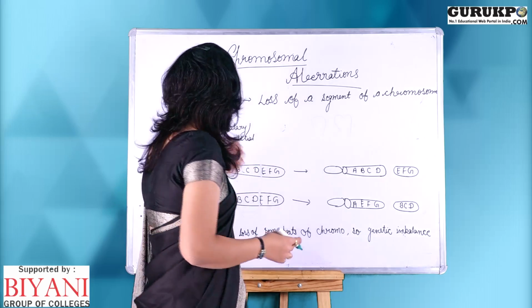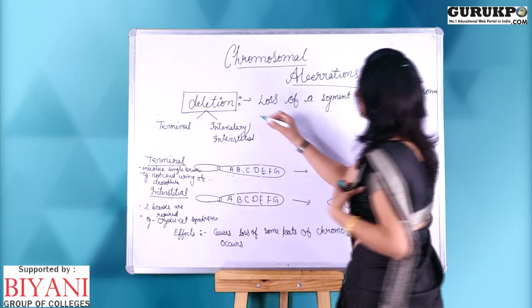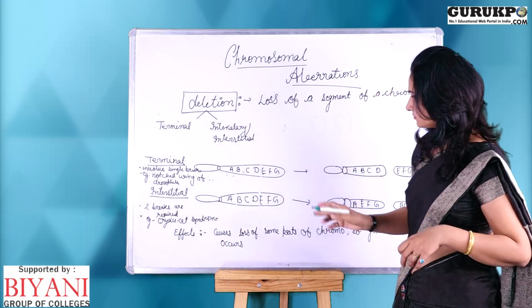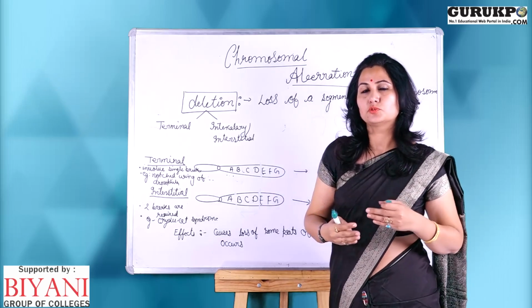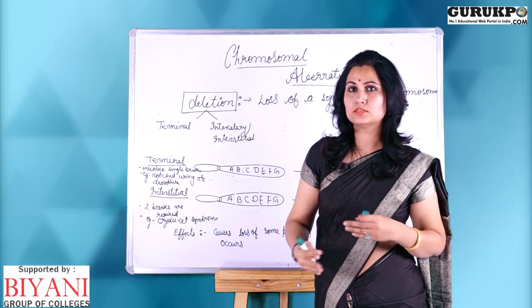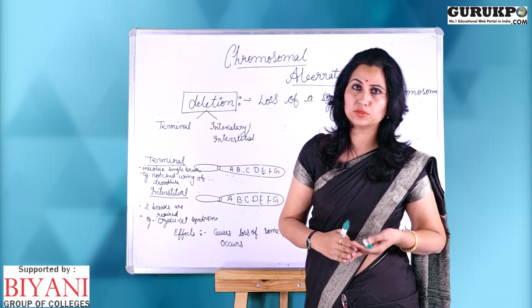So, what are the causes, or what are the effects of this deletion chromosomal aberration? It causes loss of some parts of a chromosome. So, genetic imbalance occurs, so it is very lethal for the individual in which it occurs.